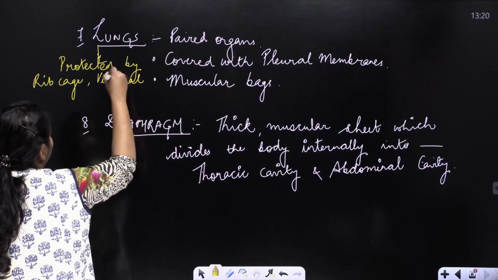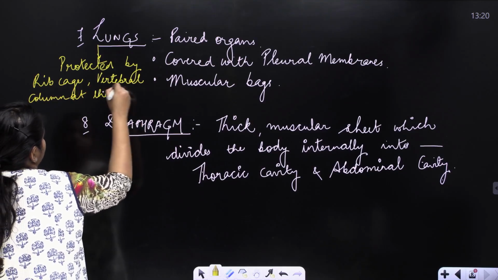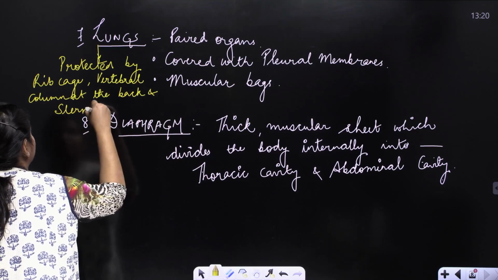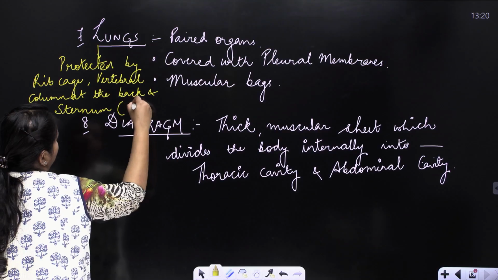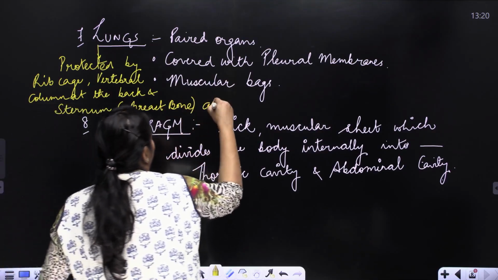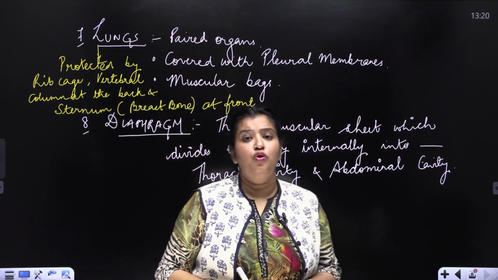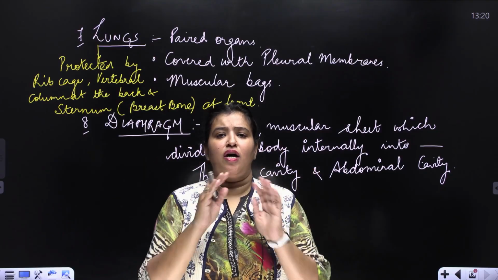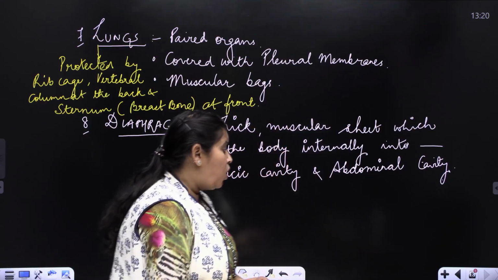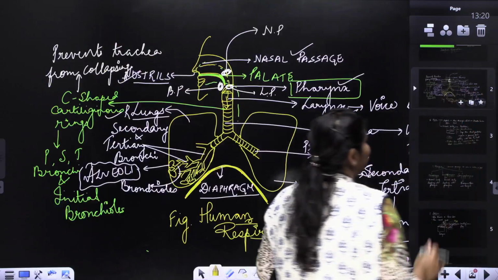So they are protected by rib cage, vertebral column at the back, and sternum, which is the breastbone or the chest bone at front. So this is how the visceral organ has a foolproof protection, closing it in a compact cage, which is the rib cage. All right. So this is all about the structure part of the human respiratory system.